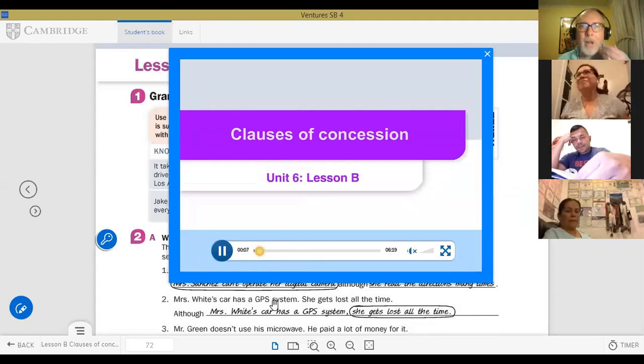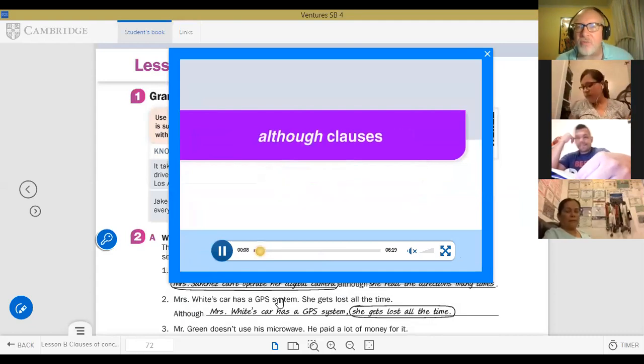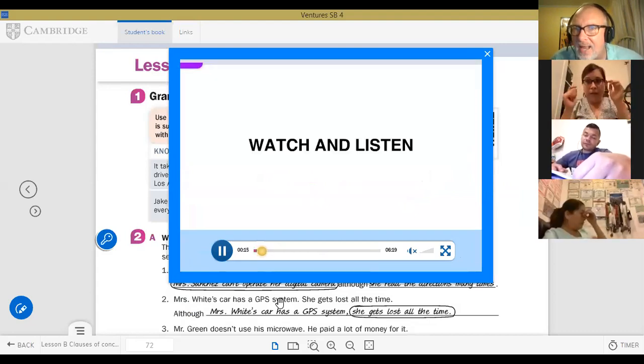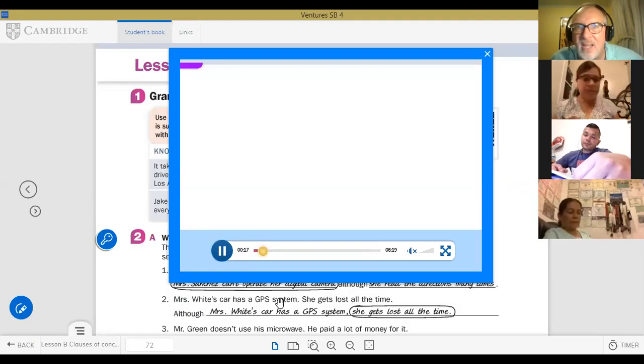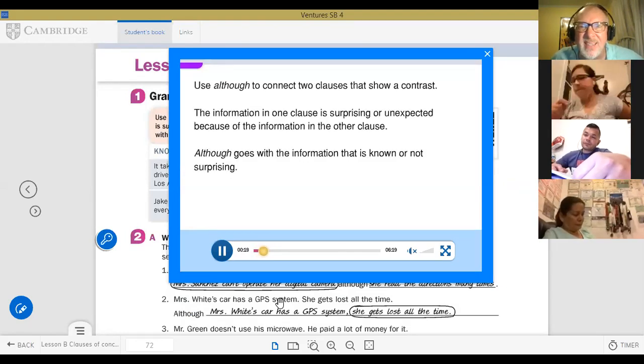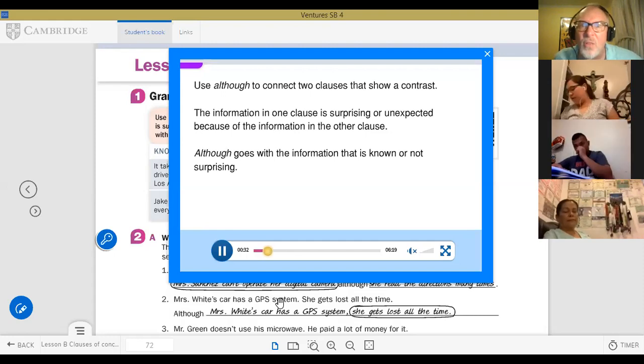Clauses of concession. Okay. Although clauses. Remember, although is a clause connector. So what does that mean? It means I need a subject and a verb with although. Notice what it says here. Use although to connect two clauses that show a contrast. The information in one clause is surprising or unexpected because of the information in the other clause. Although goes with the information that is known or not surprising, right?